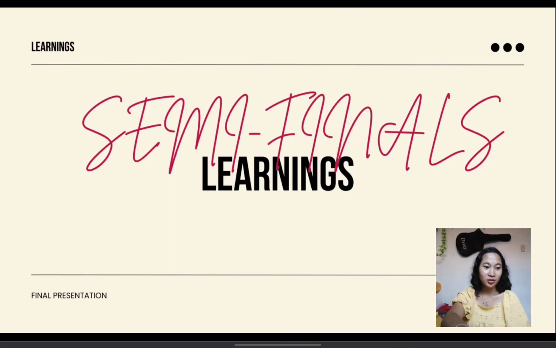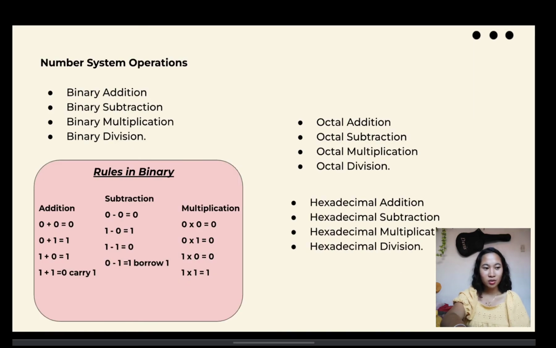Now let's move forward to the semifinal learnings. In semifinal, we have the number system operations where we learn binary addition, subtraction, multiplication, and division. The same goes for octal addition, hexadecimal addition, and so on. But one thing to remember in binary is that there are rules that must be followed in order for you to get the right answer.